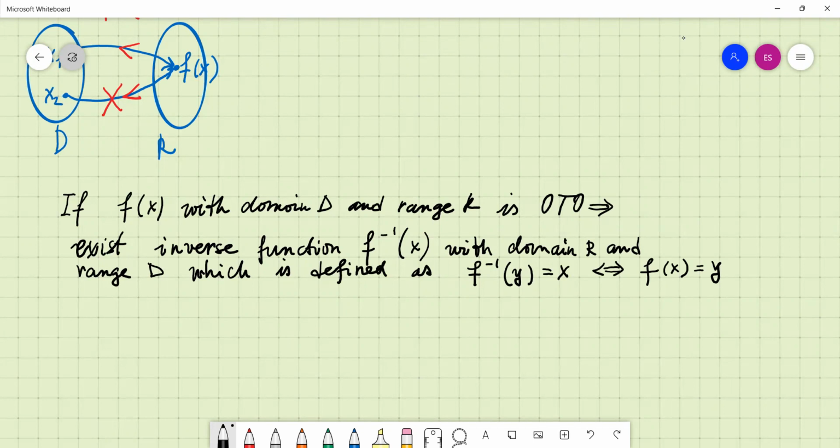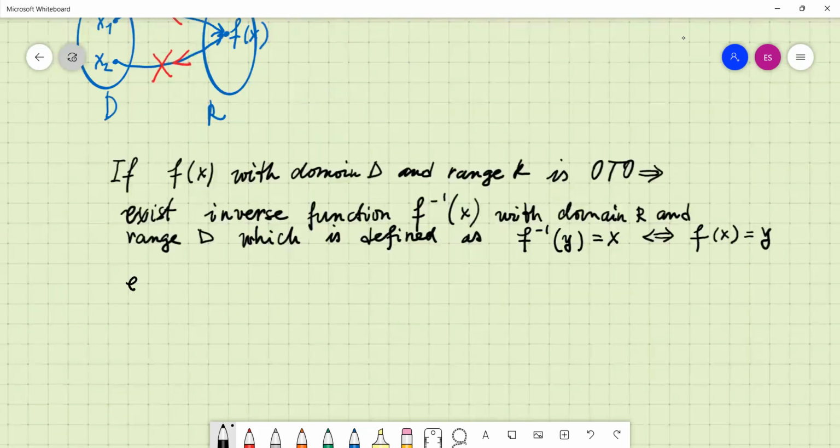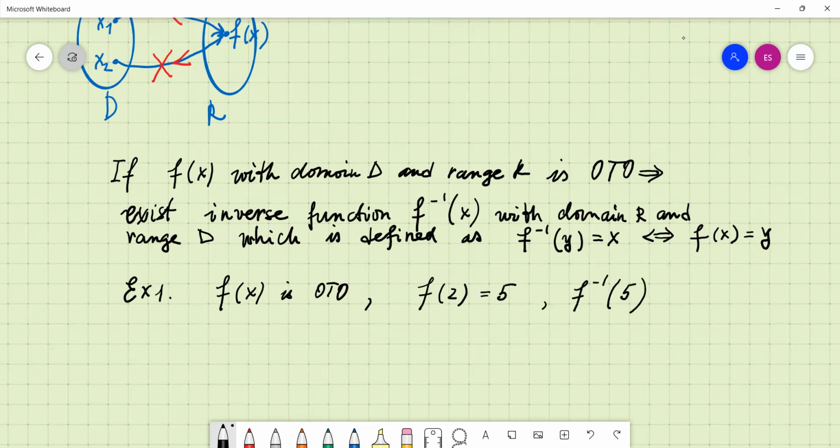Well, what are going to be kind of examples? We're going to start with example number 1. For example, you know that function f of x is 1-to-1, and you also know that f of 2 equals 5. The question is, what is f inverse of 5?